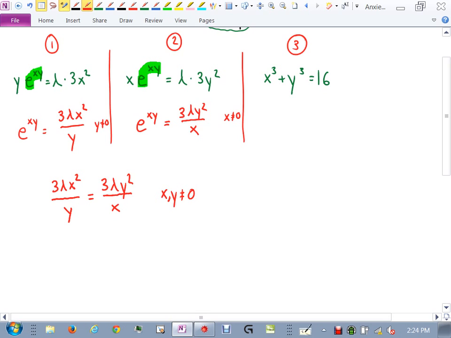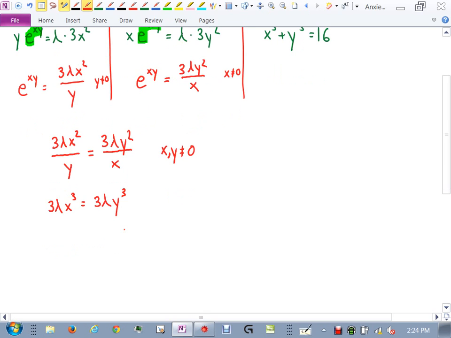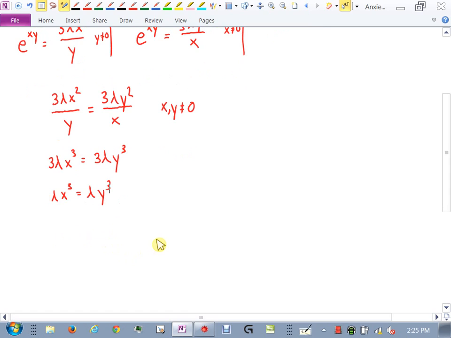Yeah, you can multiply both sides by x, both sides by y. You can do that, right? Because you're already assuming they're not 0, so you're not multiplying both sides by 0. So if you do that, it becomes 3 lambda what? X cubed equals 3 lambda y cubed, which is what? You want to take out the 3's, divide both sides by 3? Is that what you wanted? Okay. Now what?